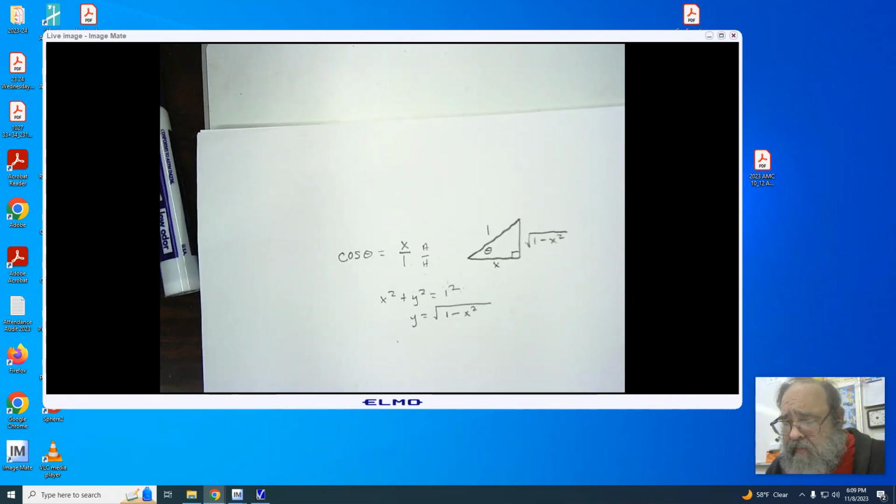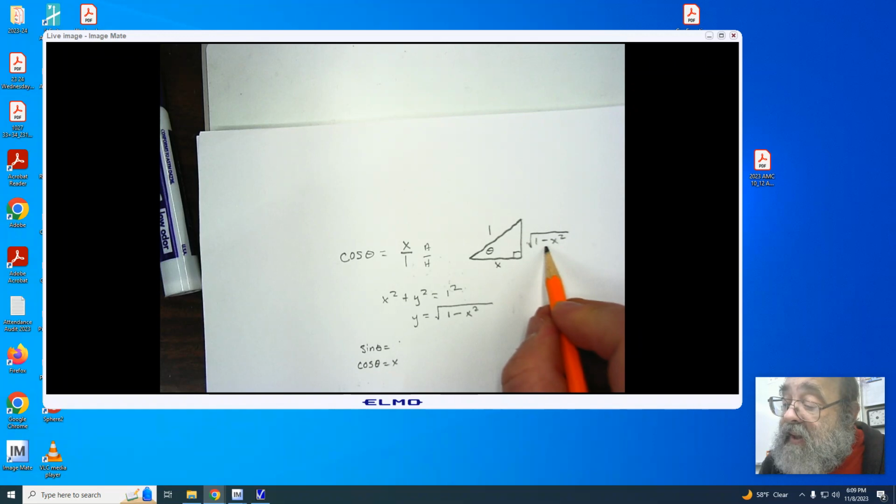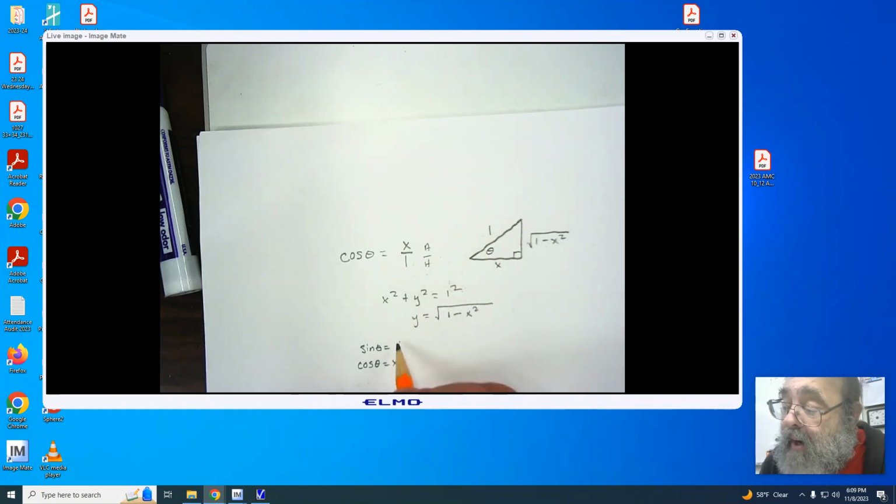But what this allows me to do is find all the other trig functions. So if I know that cosine of theta is x, I'm going to find my sine of theta, and that's going to be this piece, the opposite, over the hypotenuse, square root of 1 minus x squared. The tangent of theta is going to have to be my opposite over my adjacent, and therefore the square root of 1 minus x squared over x.